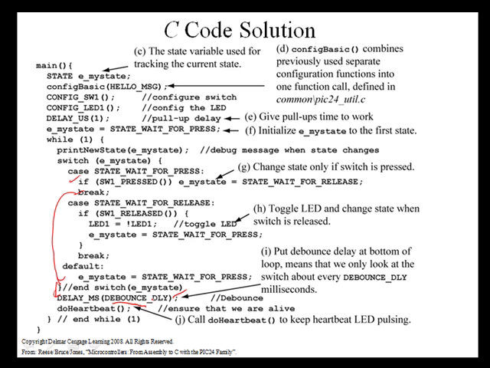This macro right here is set equal to 15 milliseconds, so this is going to delay for 15 milliseconds, which is going to debounce our switch, and then we're going to call our do heartbeat code, which blinks the LED. At this point, we're going to go back to the top of the loop and do this again.